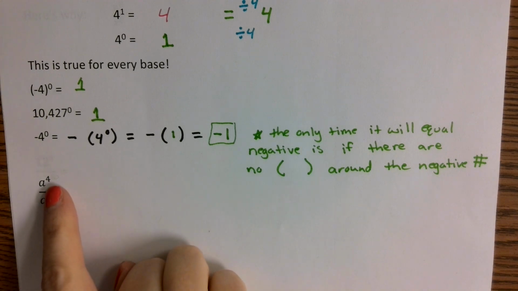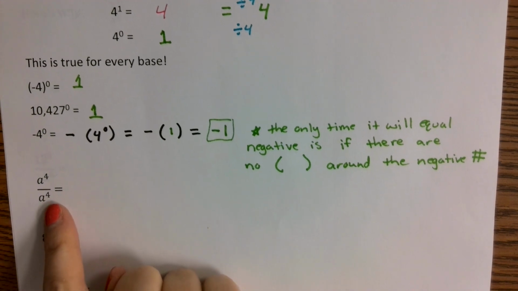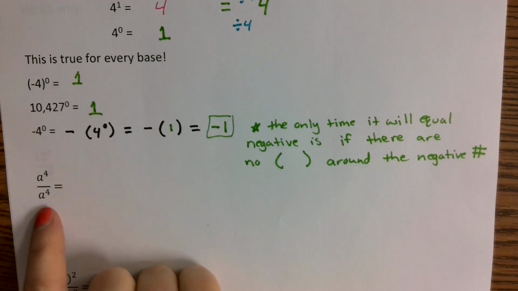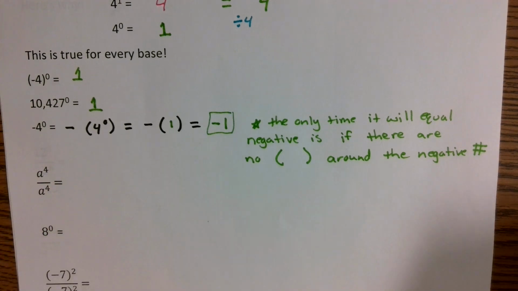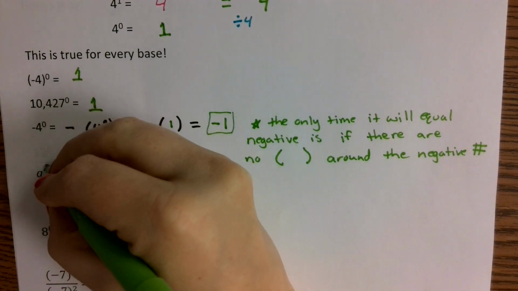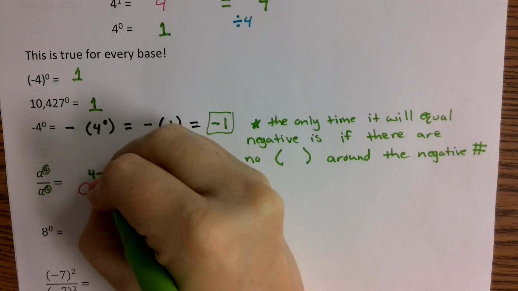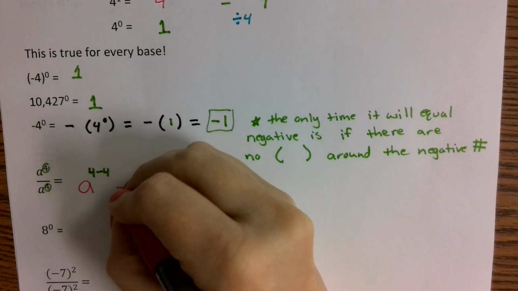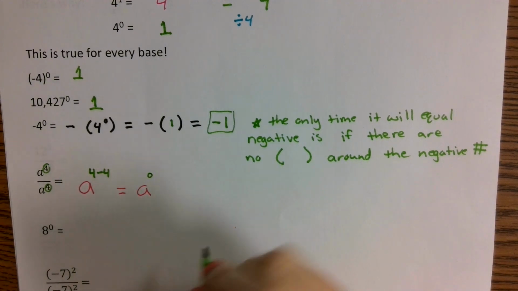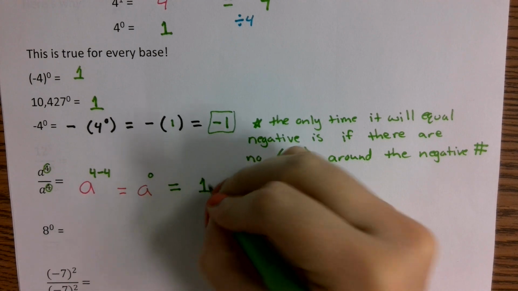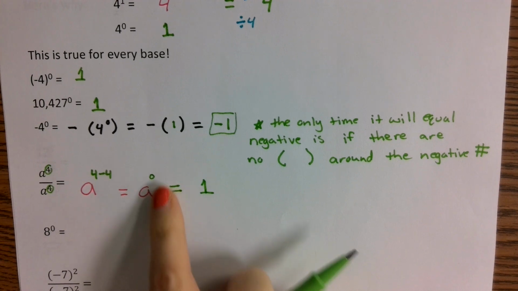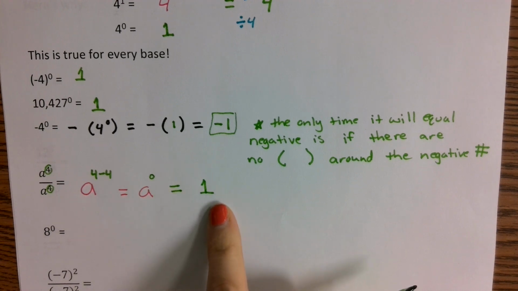Here we've got a to the fourth over a to the fourth. Remember yesterday we learned that if it's division, what are we actually doing to the exponent? Subtraction. When it was division, we are taking these exponents and subtracting them. We're doing 4 minus 4. And what's 4 minus 4? 0. And what is any value to the 0 power? 1. So it doesn't matter that it was a variable to the 0 power. Anything to the 0 power is going to equal 1.